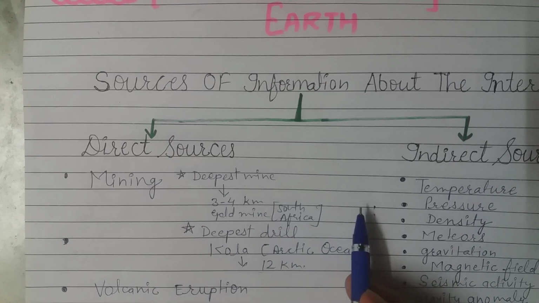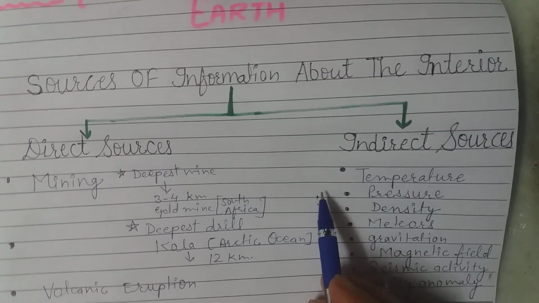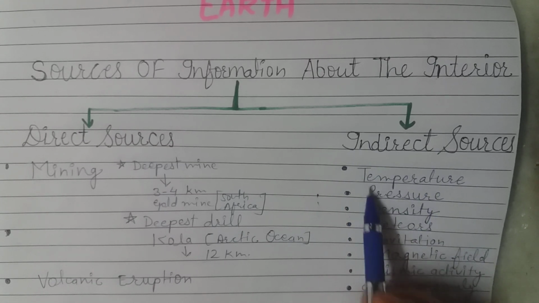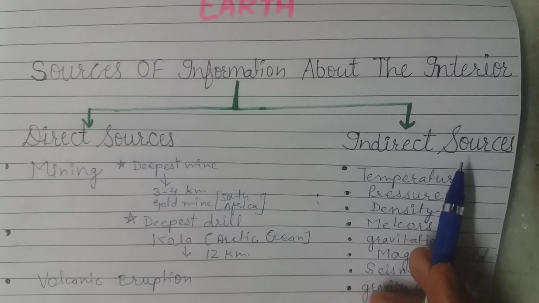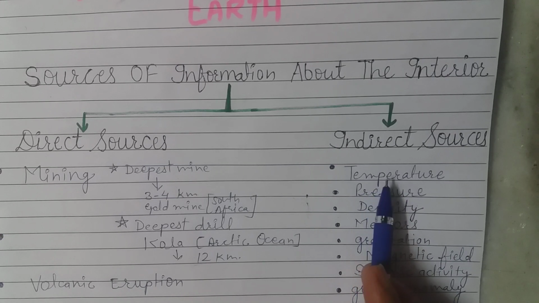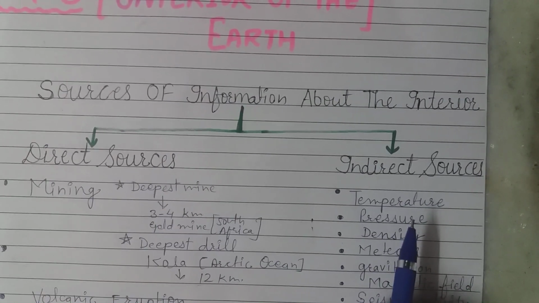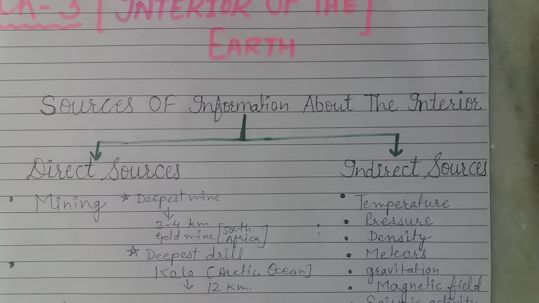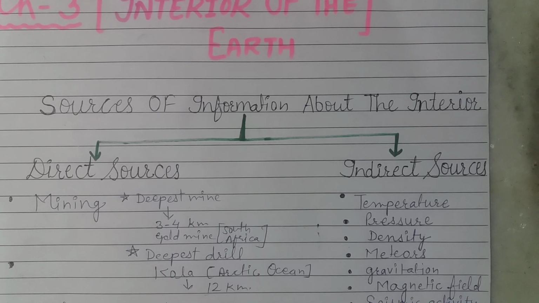The second type, the different data from which we can estimate information about the Earth, is the indirect sources. In indirect sources, the first is temperature. As you know, when we move from the upper area to the lower area, the temperature increases. But the rate of increase of temperature from the surface to depth is not uniform. There is a variation.